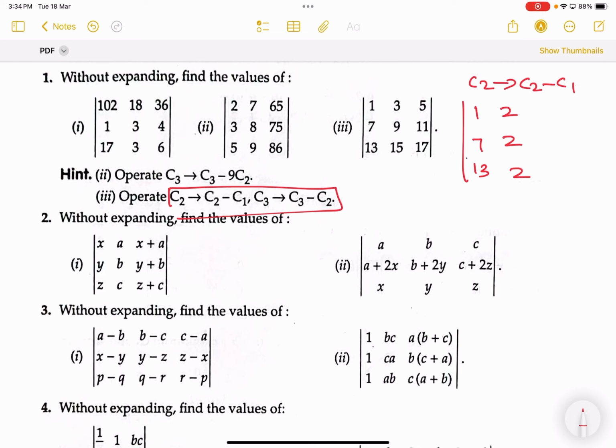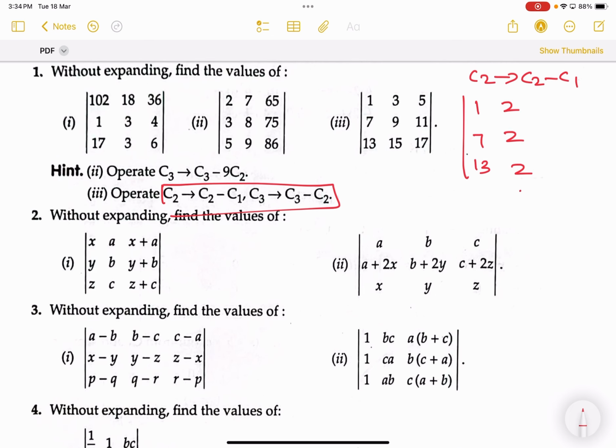Understood, but the thing is, C3 and C2 you are applying simultaneously. When you are applying simultaneously, C2 we are already replacing by 2. Then for C3 will we use the new value or the old value? Old value, ma'am. New. Because with the first operation, when you are applying two operations together, it will not be affected by the other operation. It's supposed to be like this.